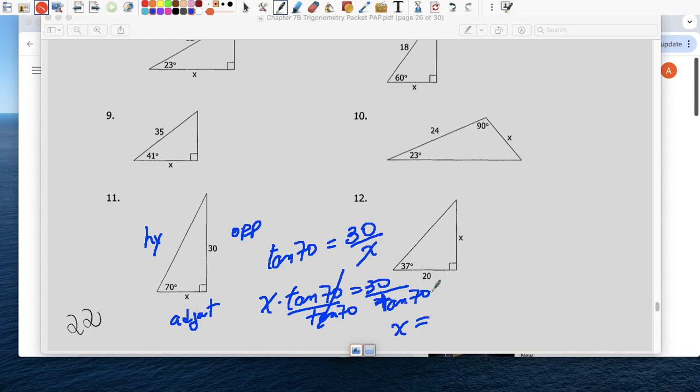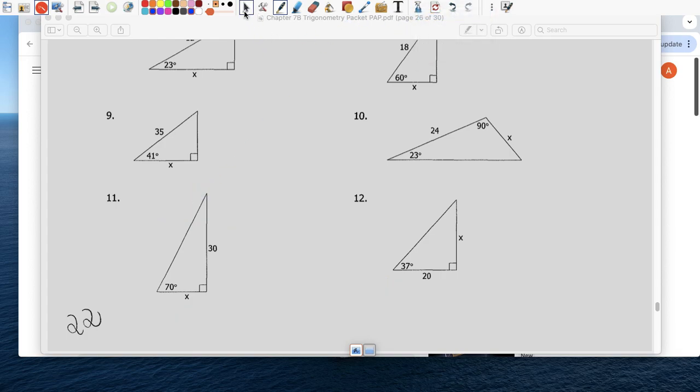So we get 30 divided by tan of 70, sorry, and you get 10.92. So x is 10.92 if you round it. Okay. And again, the more decimals you use, the more precise your answers. But that's that first page there.